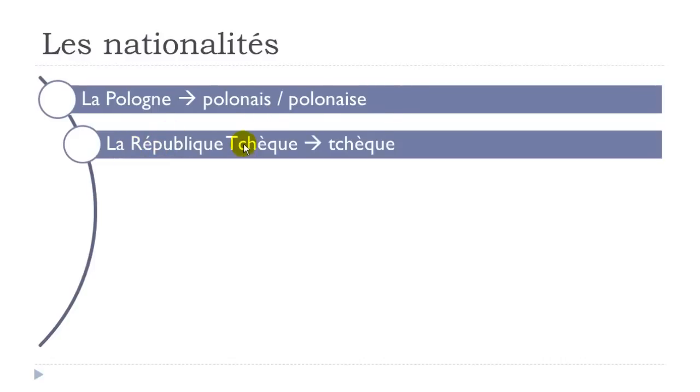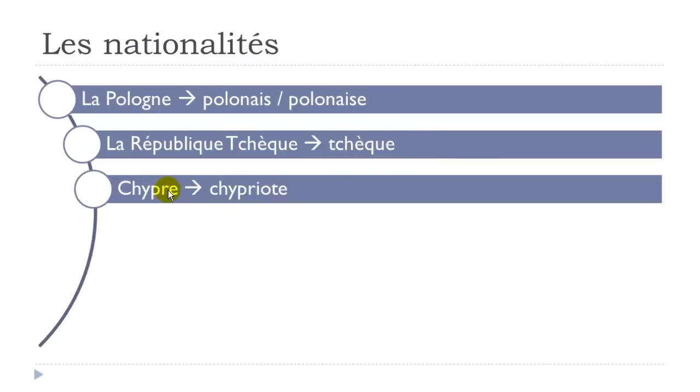La République tchèque, tchèque. Okay, so here as well, you've got only one nationality. So whether for masculine or feminine form, it will be the same. Tchèque. Okay. Chypre, same thing here. Chypriote. Remember this Y is pronounced like E. Okay. Chypriote. Okay.